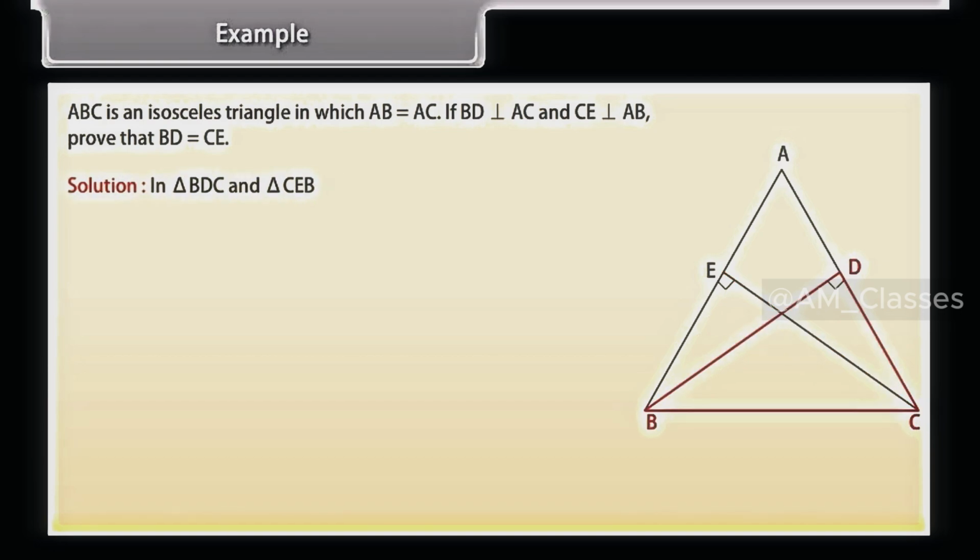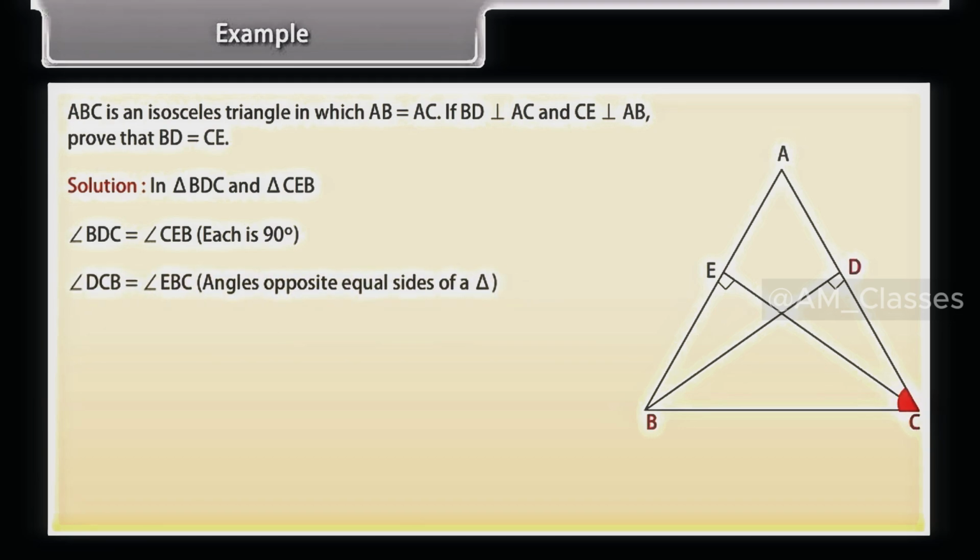Solution. In triangle BDC and triangle CEB, angle BDC is equal to angle CEB because each angle is 90 degrees. Angle DCB is equal to angle EBC because angles opposite equal sides of a triangle are equal. And BC is equal to CB because they are common. Therefore, triangle BDC is congruent to triangle CEB, AAS. Hence, BD is equal to CE.